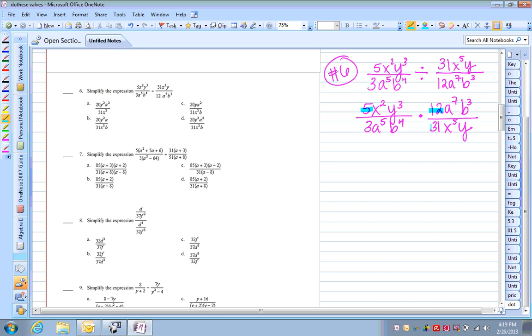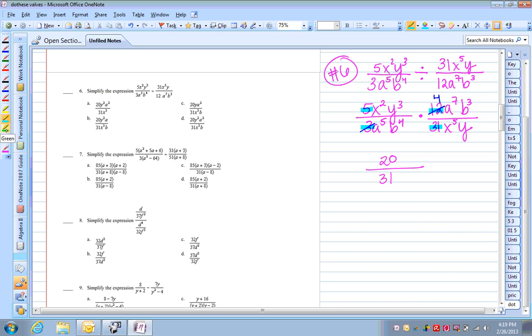So I look at my 5, my 12, my 31, and my 3. And I need to see which ones I can reduce. Well, I can simplify 3 and 12, and those reduce down to 1 and 4. So my numbers, when I multiply across the top, I multiply the 5 and the 4, and I'm left with 20. And then when I multiply across the bottom, I am left with a 31.